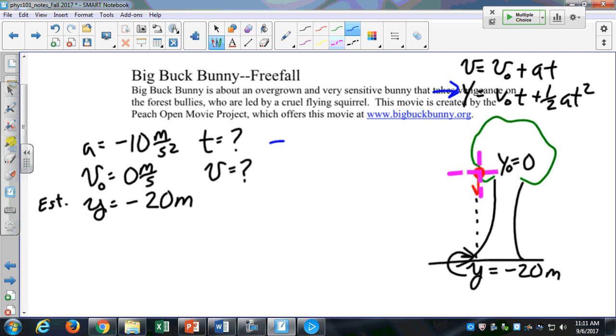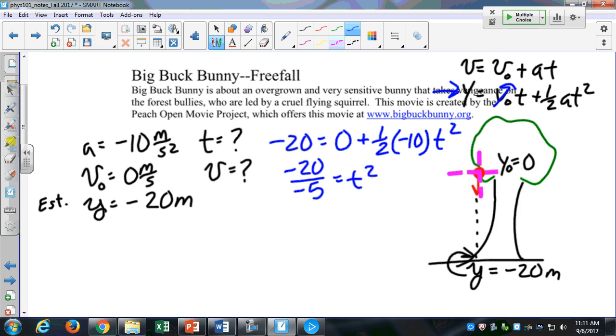So I have minus 20 equals, I'm just going to put 0 here because you know that's 0, plus 1/2 of minus 10 times t squared. And I solve that for t. That's minus 20 divided by minus 5 equals t squared, and so t is equal to 2 seconds. Minus 20 over minus 5 is 4, square root of 4 is 2. So it takes 2 seconds to drop down.